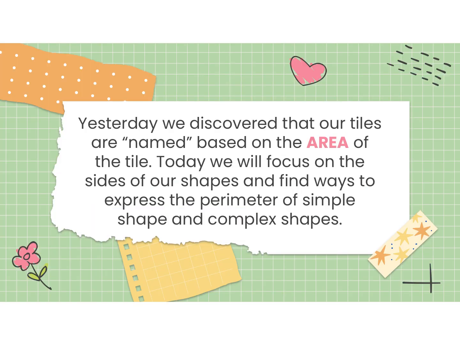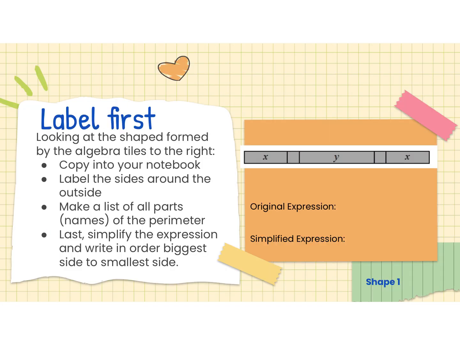So yesterday we talked about area and we talked about our tiles. We talked about the fact that the tiles are named from the area, the length times the height. So today we're going to be focusing on the sides, understanding what makes up each one of those tiles: an X, a 1, a Y, whatever else. We're only going to have those 2. And we're going to be finding the perimeter of simple shapes to start and then complex shapes to move forward. So the first thing that I need you to do is to pause this video and copy down the expression that you see.